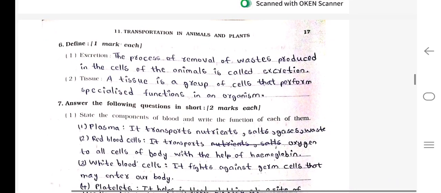Question number 6. Define. Number 1. Excretion. Answer. The process of removal of wastes produced in the cells of the animal is called excretion. Number 2. Tissues. Answer. A tissue is a group of cells that perform specialized functions in an organism.